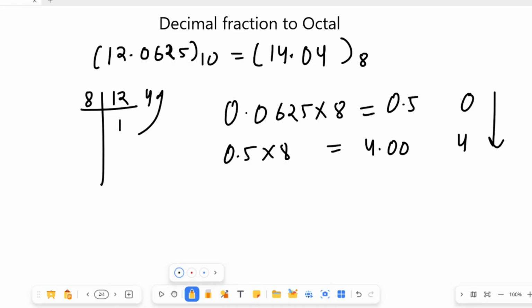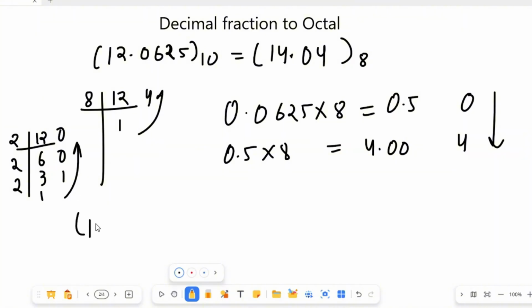So if you want to convert 12.0625 from base 10 to octal, this is the way we will convert this number. Now, suppose for example the same number, if I want to convert it to binary, how to do it? The same, we will have 12 to the base 2. So 2 sixes are 12, remainder 0. 2 threes are 6, remainder 0. 2 ones are 2, remainder 1. So you will get this.